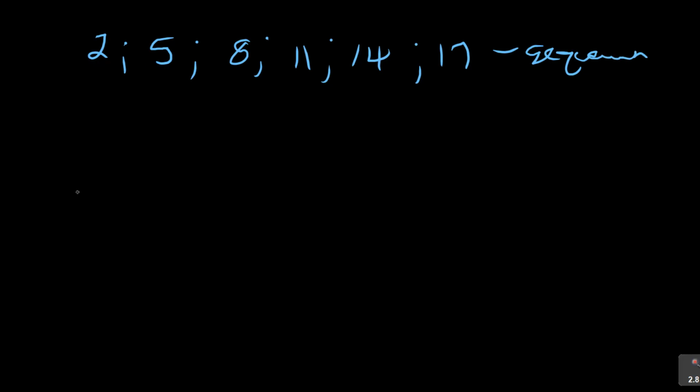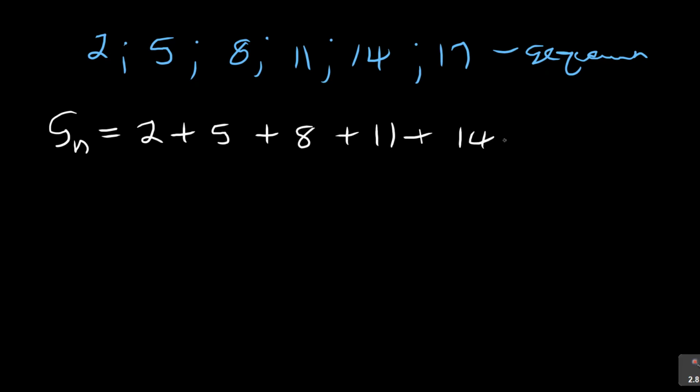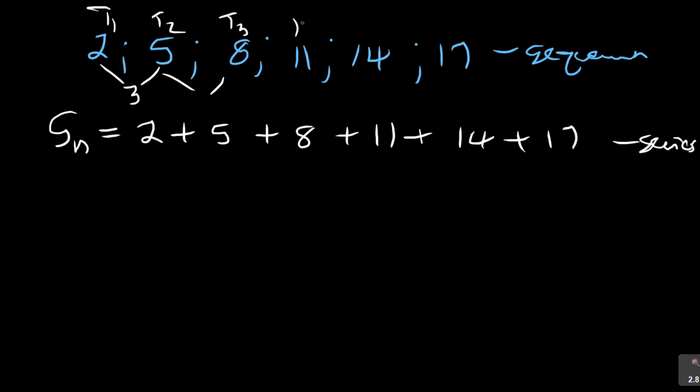Now a series, what is a series? A series is when you start to add. When you say Sn is equal to 2 plus 5 plus 8 plus 11 plus 14 plus 17, now this is a series. Alright, as you can see in this series, you start from the sequence. What is the common difference? Remember, it's T1, T2, T3, T4, T5, T6.